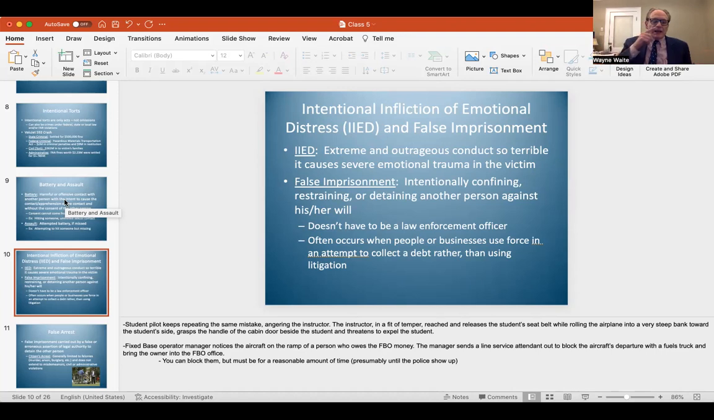Another one: a fixed base operator manager notices an aircraft on the ramp of a person who owes the FBO money. The manager sends a line service attendant out to block the aircraft's departure with a fuel truck and brings the owner into the FBO office.